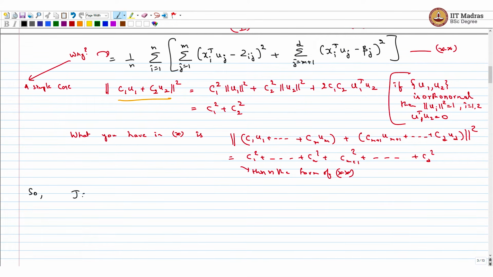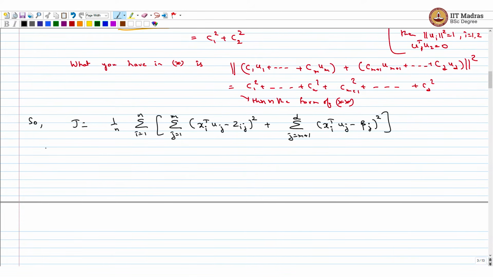So what we have is J equals 1 by n, summation i equals 1 to n, summation j equals 1 to m, (xi transpose uj minus zij) square, plus summation j equals m plus 1 to d, (xi transpose uj minus beta j) square. Now, to minimize J over z, we still need to figure out what are the best coefficients, the zij's and beta j's.